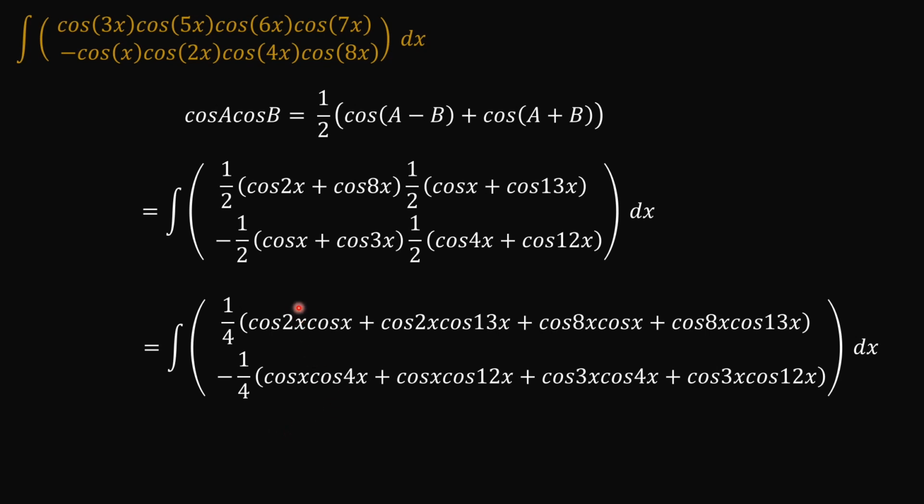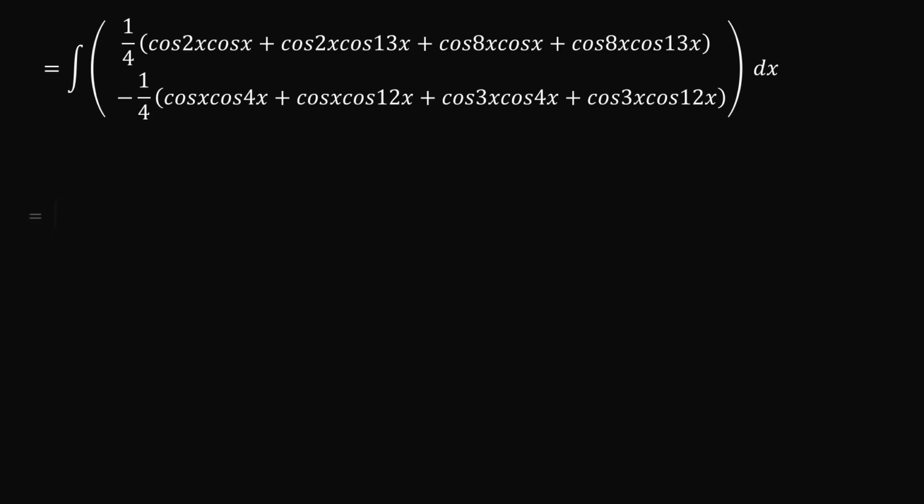You do the same procedure: cosine x times cosine 4x, cosine x times cosine 12x, then cosine 3x times cosine 4x, and cosine 3x times cosine 12x, which results from multiplying cosine 3x by cosine 12x in the above equation. So you repeat the process again with this identity.